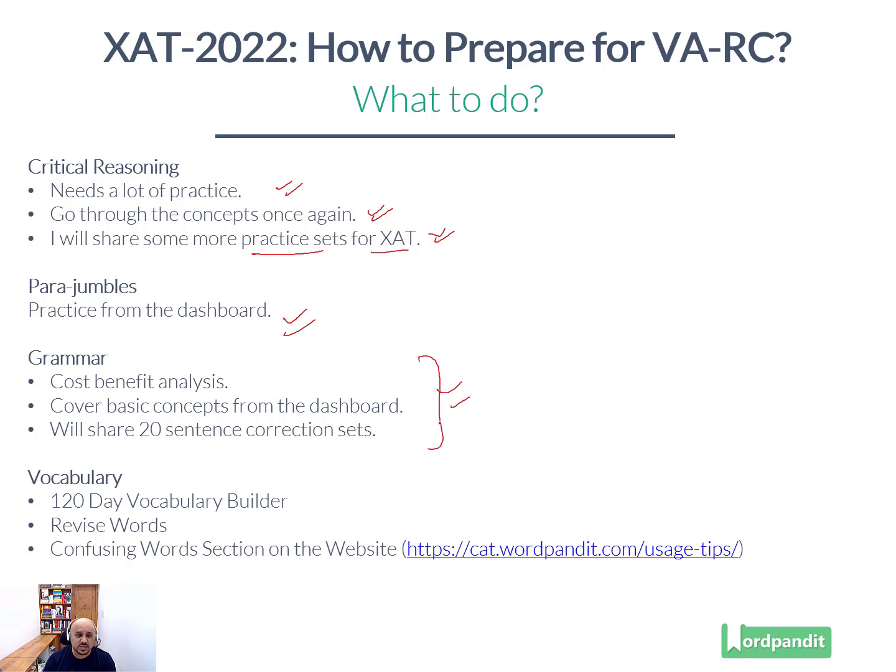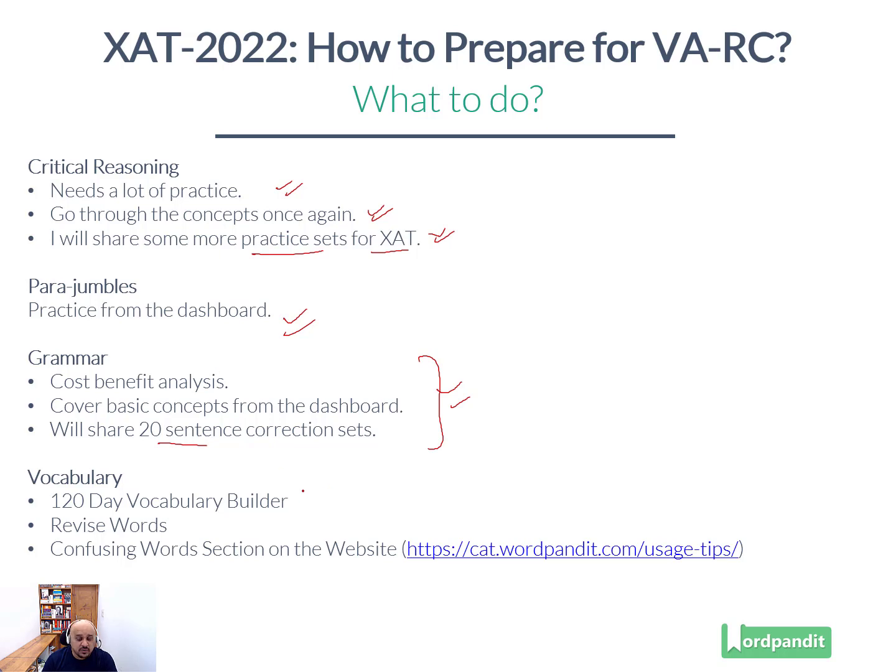Grammar, you do a cost benefit analysis of how much time you need to spend. But if you keep your overall prep in mind, have a common strategy for XAT, IFT, SNAP, and all the other non-CAT exams. Prepare grammar once, because you will then be able to cover the whole spectrum of examinations. I will share 20 sentence correction sets with you guys. So that's an additional thing that I'm going to do with you guys.